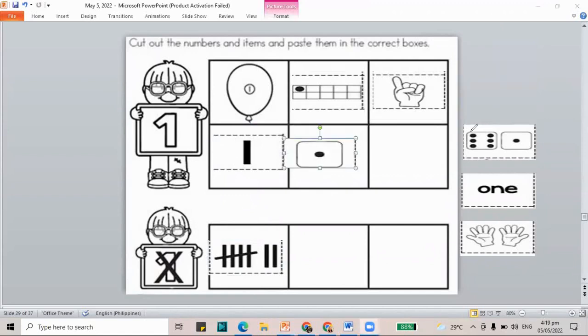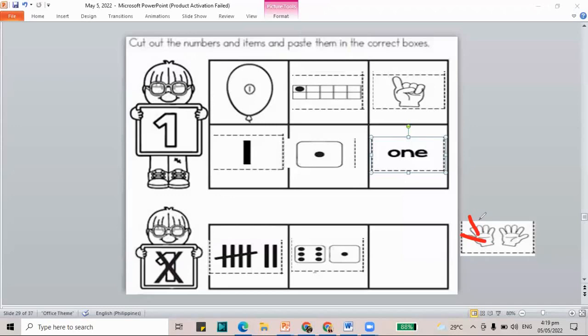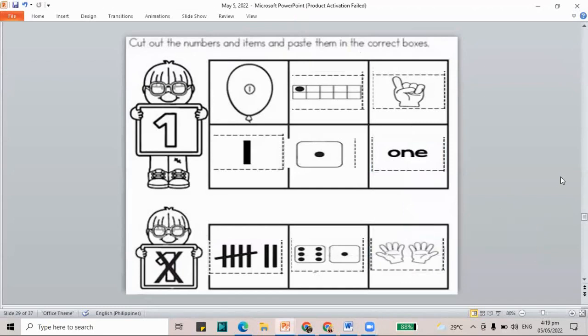This one has 1 dot. And how about our die? 1, 2, 3, 4, 5, 6, 7. That's 7. It doesn't show 1. How about this word? O-N-E. It spells the word 1. And for our fingers, let's count. 1, 2, 3, 4, 5, 6, 7, 8, 9, 10. That's 10, not number 1. If you're not yet done with the work, pause this video, play it again once you're done.